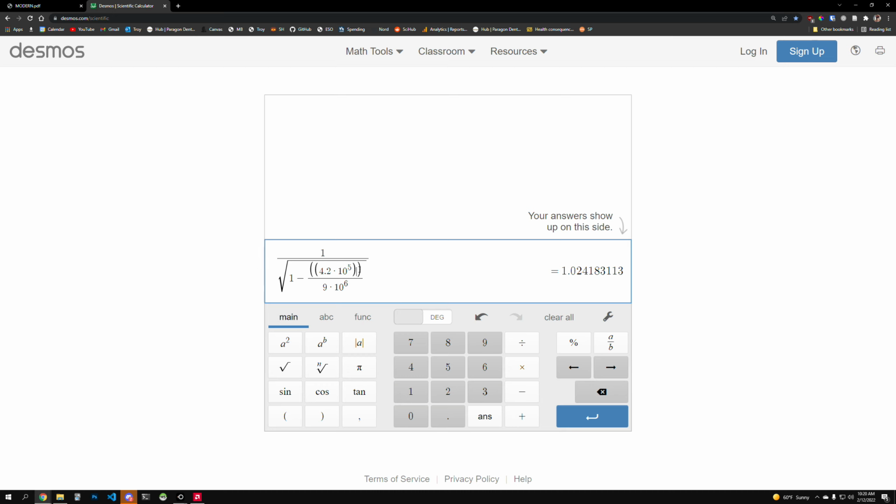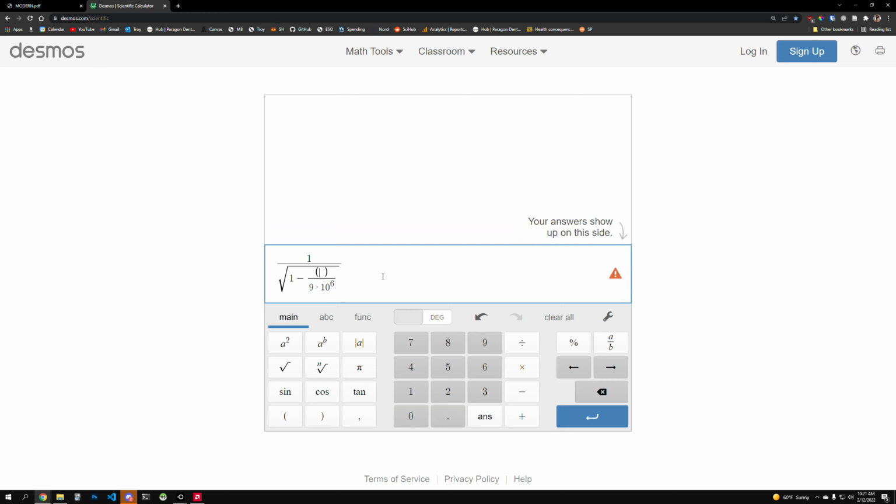I guess we can put it undefined. Okay. It's saying that this is basically 1, which makes no sense. All right. There's probably some, let's see, 4.2 times 10 to the 5th squared, divided by 9 times 10 to the 16th. Oh, because this has to be 16th. All right, so that gives me a more reasonable answer, right?